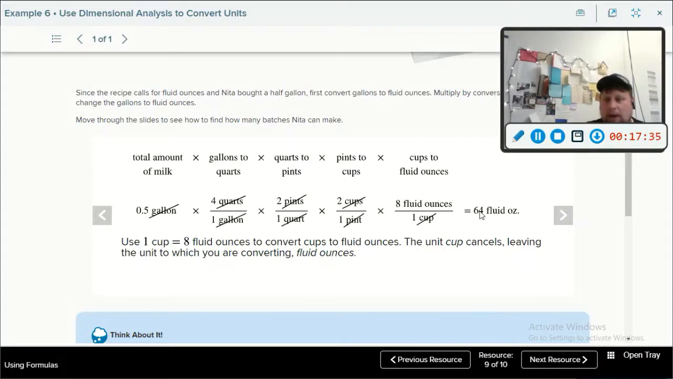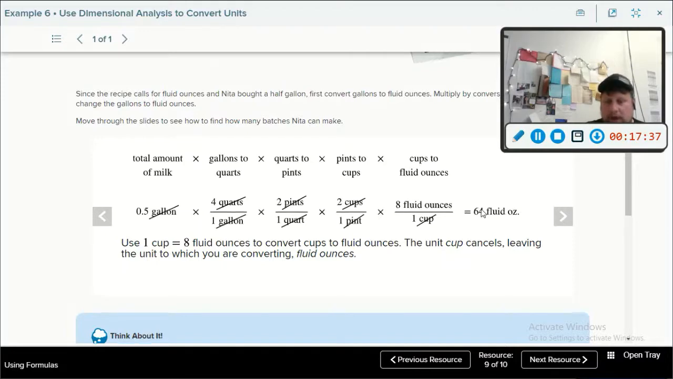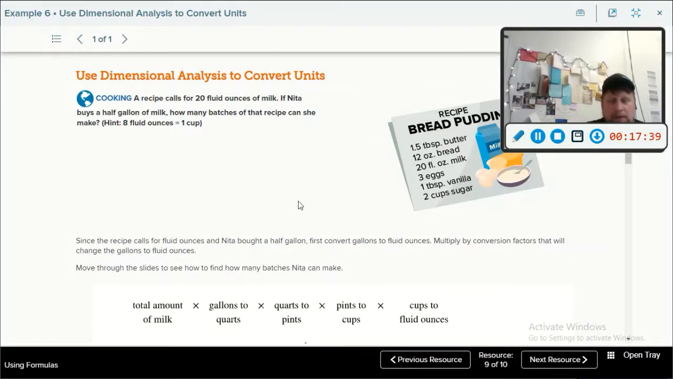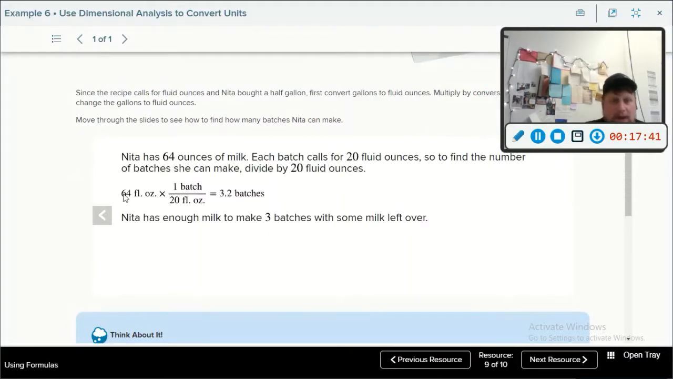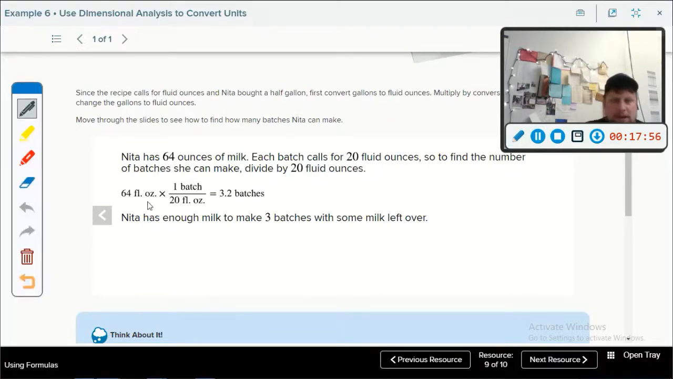So now we're not done, because if I have 64 fluid ounces, I want to know how many of these recipes can I make? Well, then we're going to have 64 fluid ounces times, we know that 1 batch is equal to 20 fluid ounces, right? That there's 20 fluid ounces in 1 batch, so I can do unit analysis again. What happens? We see that the ounces cross out. I'm left with 64 divided by 20, which gets 3.2, and 3.2 what?